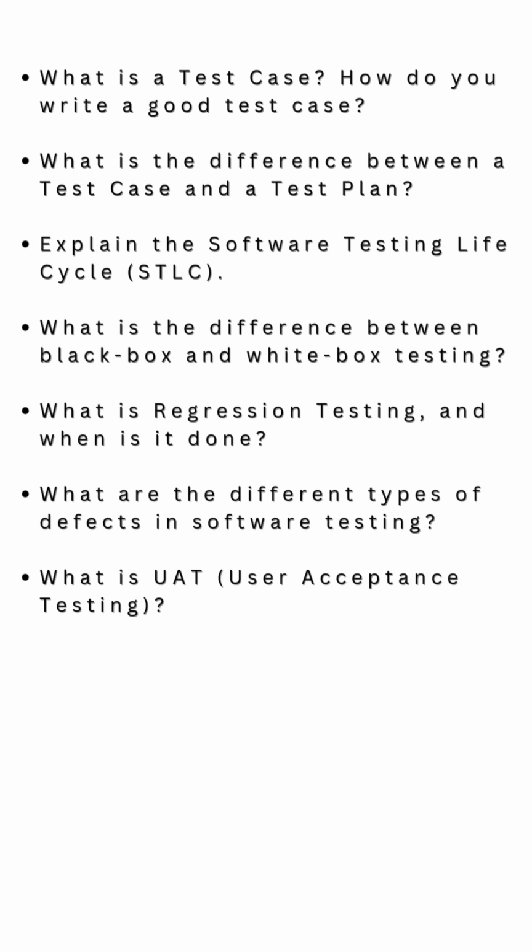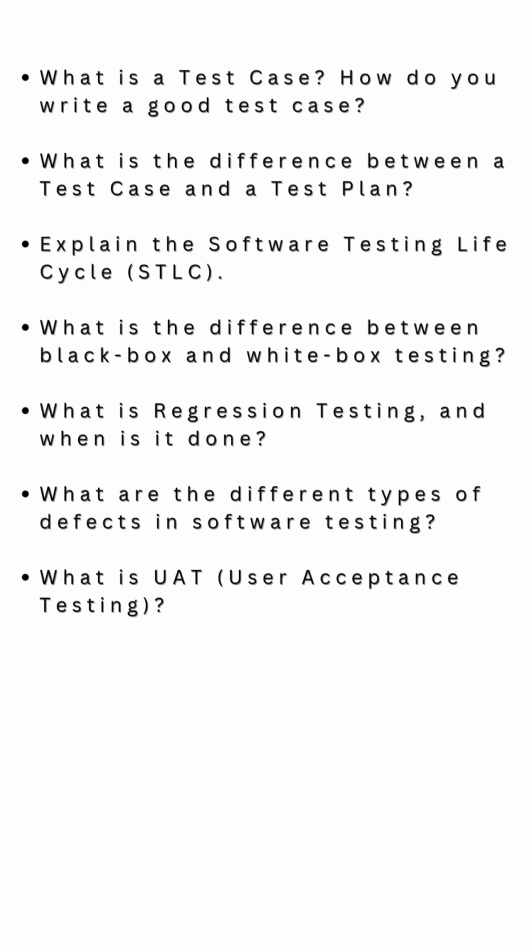The next one we have is: what are the different types of defects in software testing? Okay, so these include functional, performance, usability and security defects. What is UAT? That is user acceptance testing. UAT ensures that the software meets the end user's needs and is ready for deployment.